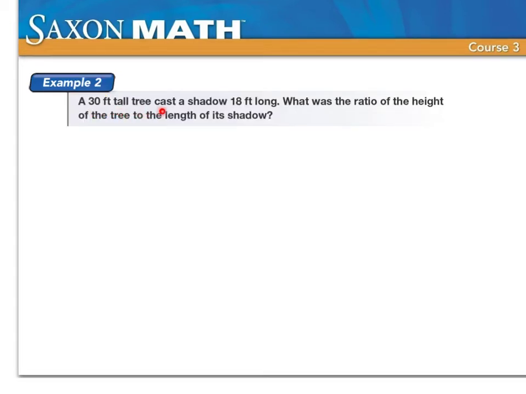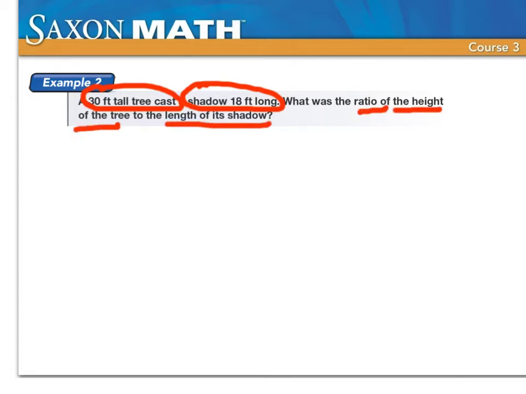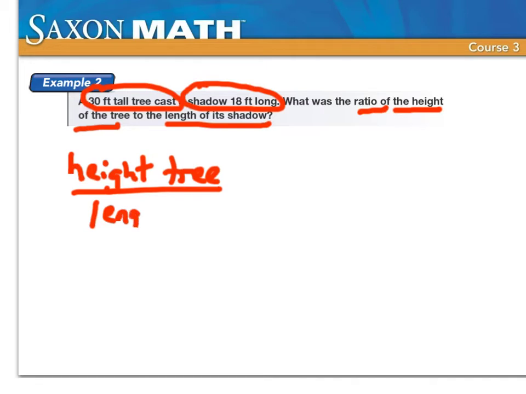So now we've got a 30-foot tall tree that casts a shadow that's 18 feet long. I want to know the ratio of the height of the tree to the length of its shadow. So we know the tree is 30 feet tall and the shadow is 18 feet long. Then I want to know the ratio of the height of the tree to the length of the shadow. So again, the first thing I'm going to do is write a fraction to tell me what I'm comparing to each other. And I go in order. It says the ratio of the height of the tree, so we've got the height of the tree over the length of the shadow.